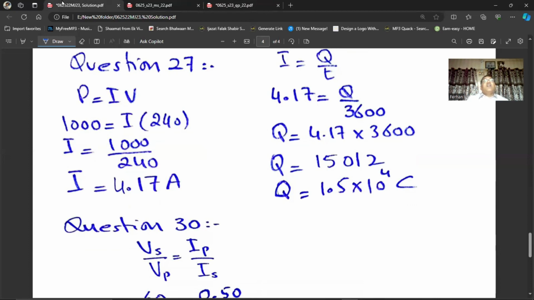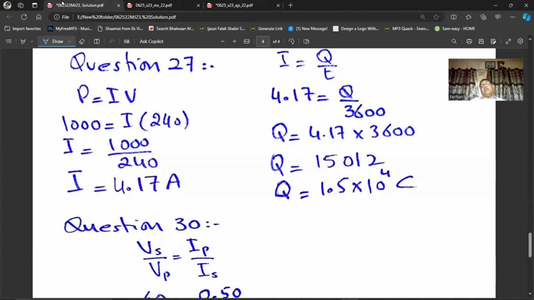So I will be equal to 1000 divided by 240, and that will be 4.17 ampere. Now I is equal to Q by T. So Q is the charge, I is 4.17 ampere, and T is 1 hour, so it will be 3600 seconds. So Q will be equal to 4.17 multiplied by 3600 seconds.